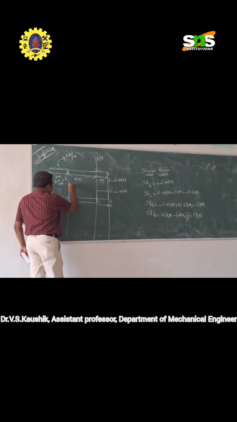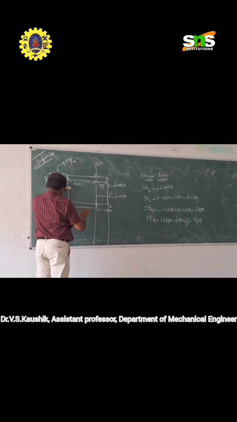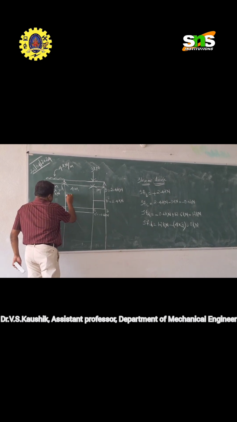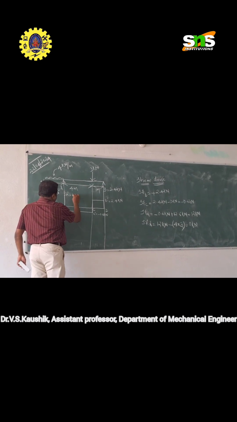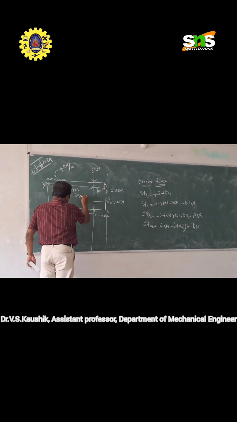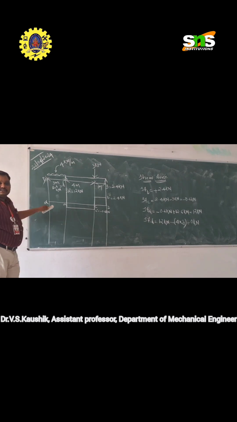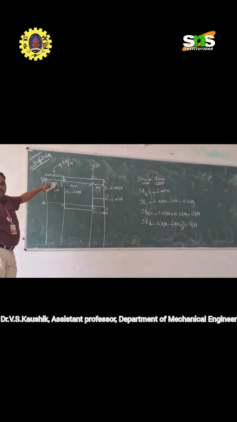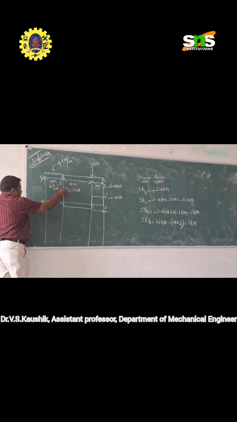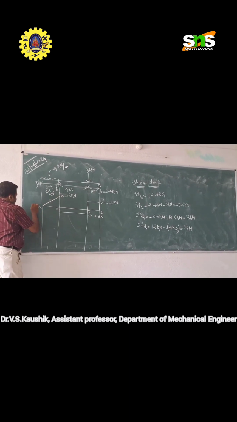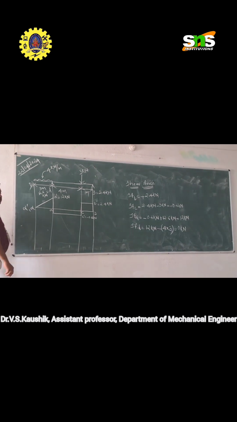Straight line. A dash equal to 12 kilometer. Inge irukke slanting straight line yana UDL load. Okay, so inge irukke straight line B comma A dash.